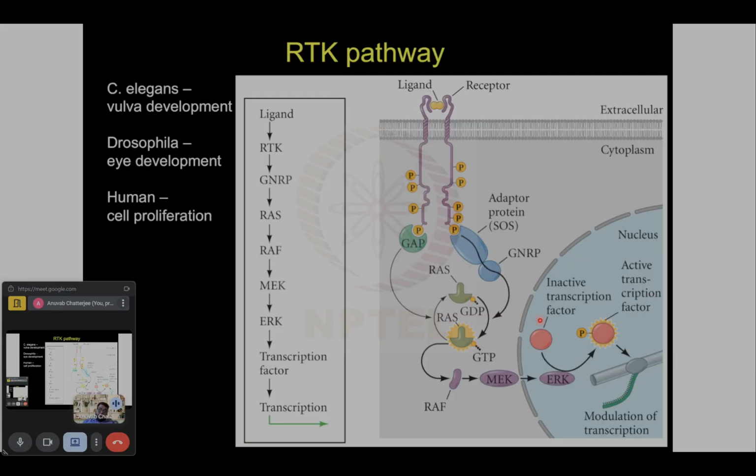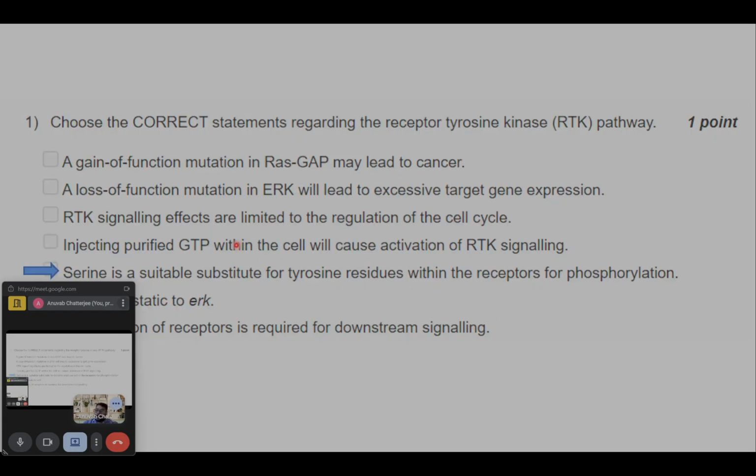So GTP binding to RAS actually activates the pathway, but just having more GTP won't help, because there needs to be a partner GNRP, which is only activated via the ligand binding to the receptor, which helps the substitution of the GDP to the GTP. So even if you put in more GTP, it will not activate the pathway without the ligand binding.